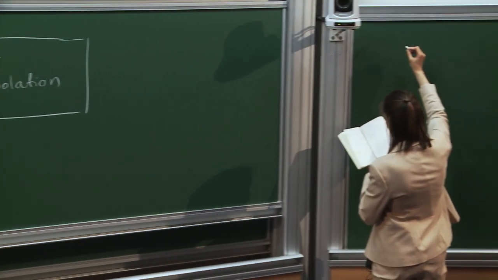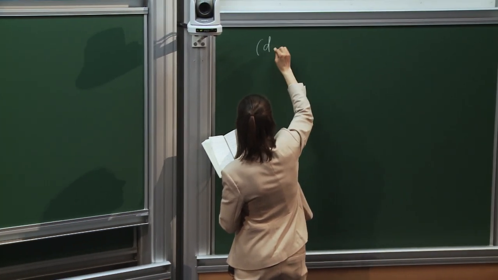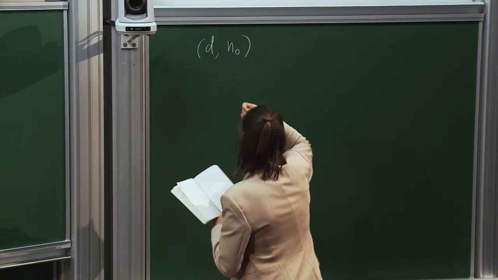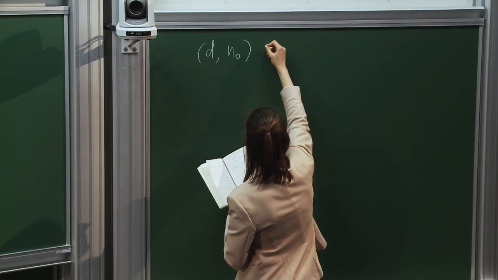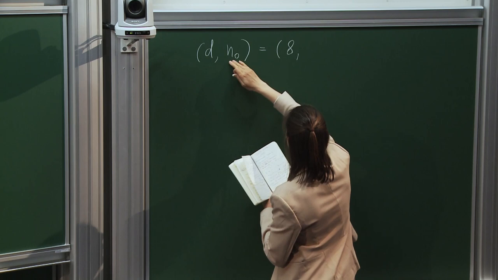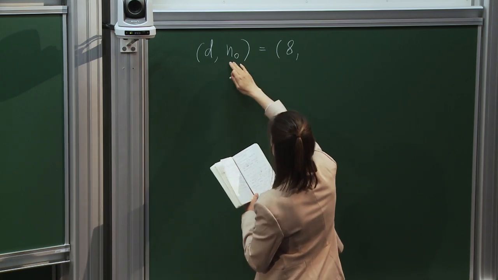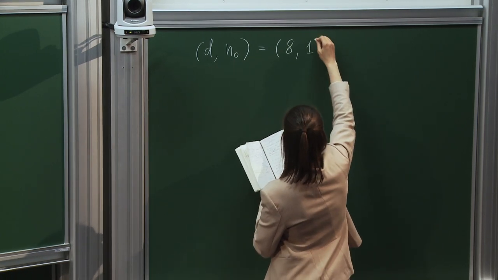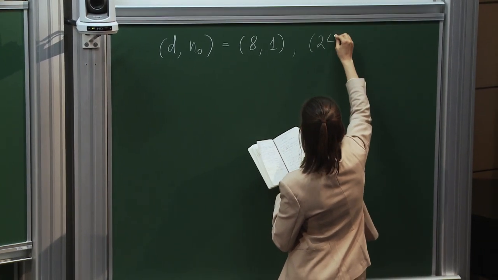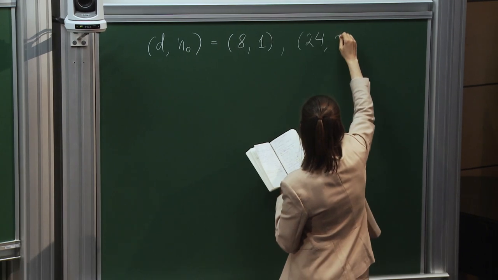So here again, let d be our dimension and n0 be the number which depends on d. It will be the length of the shortest vector in our lattice. So if dimension is 8, then n0, okay, it's the length of the shortest vector squared divided by 2. So it's almost the length of the shortest vector. So it's either 8, 1 or 24, 2.